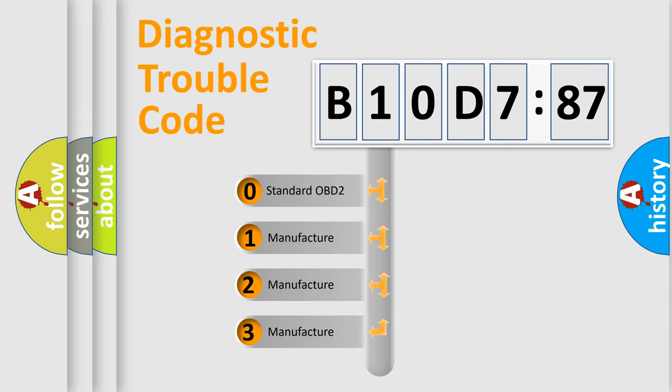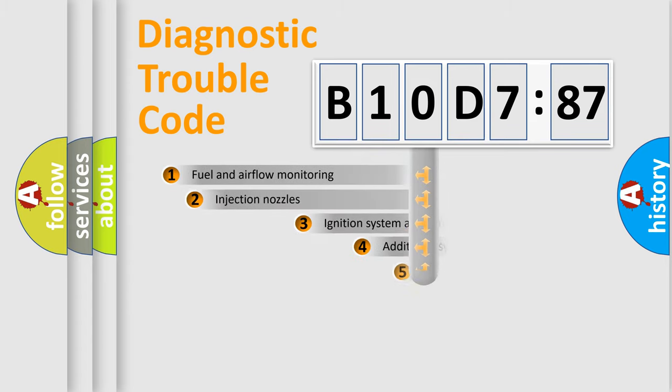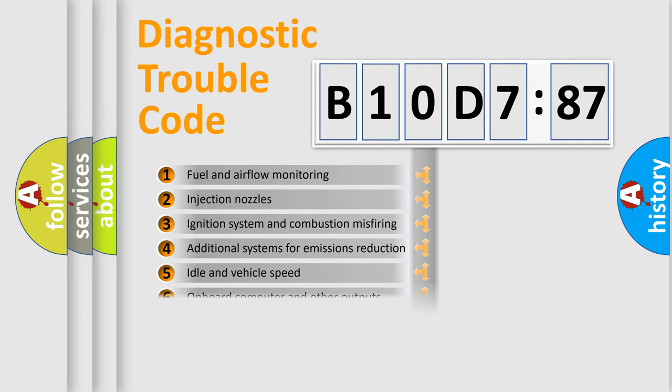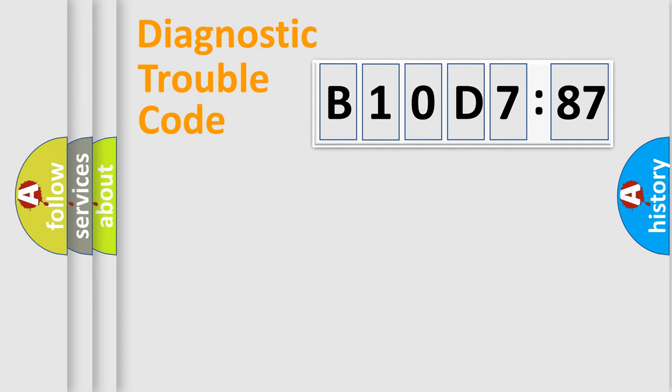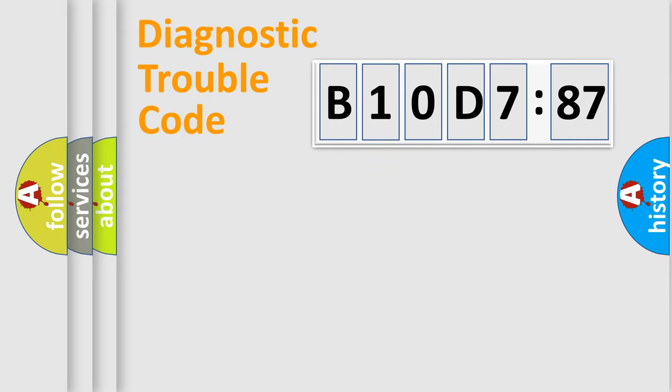If the second character is expressed as zero, it is a standardized error. In the case of numbers 1, 2, 3, it is a more specific expression of the car-specific error. The third character specifies a subset of errors. The distribution shown is valid only for the standardized DTC code. Only the last two characters define the specific fault of the group.